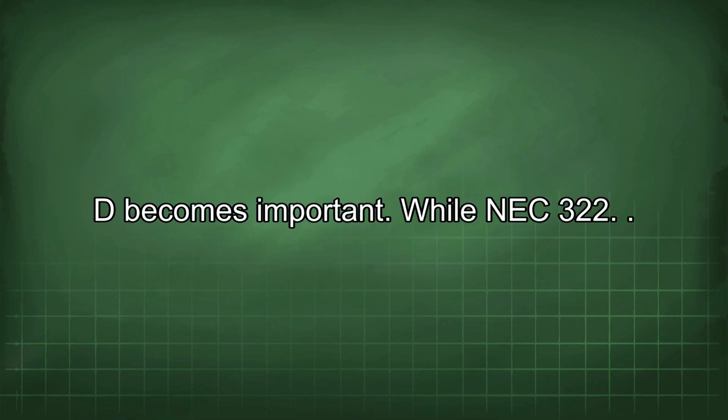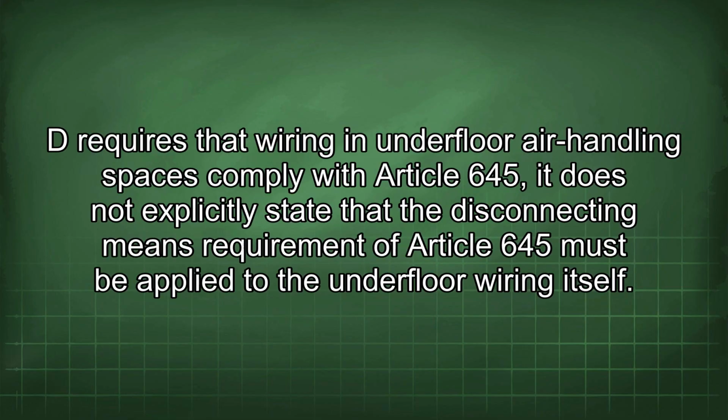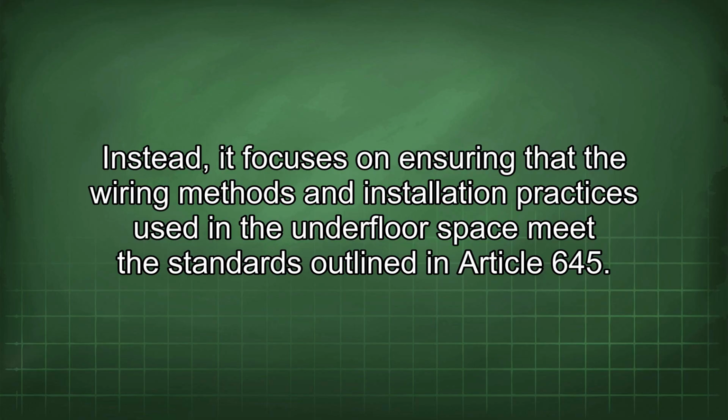While NEC 322.D requires that wiring in underfloor air handling spaces comply with Article 645, it does not explicitly state that the disconnecting means requirement of Article 645 must be applied to the underfloor wiring itself. Instead, it focuses on ensuring that the wiring methods and installation practices used in the underfloor space meet the standards outlined in Article 645.